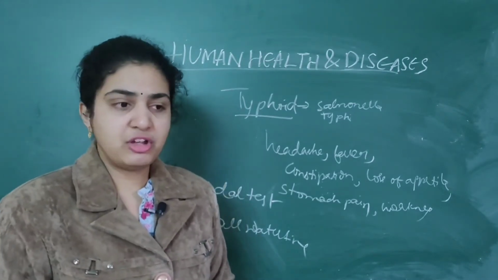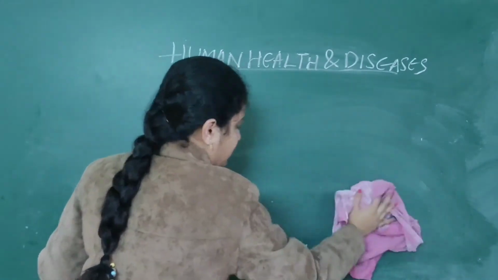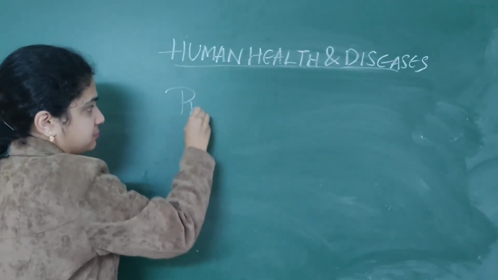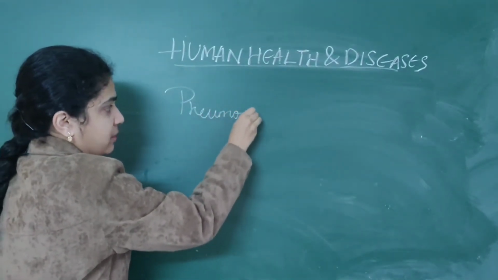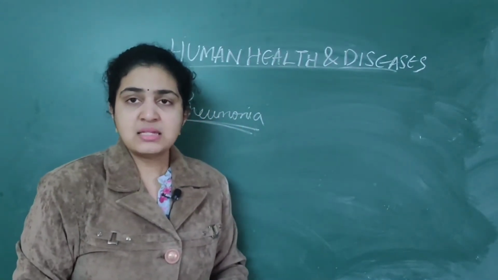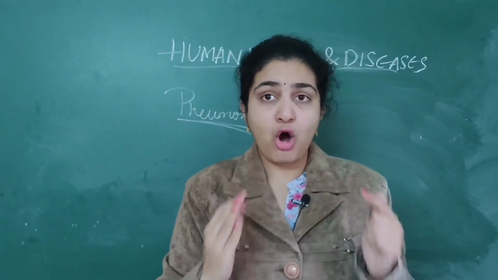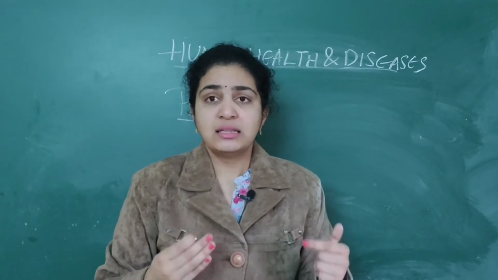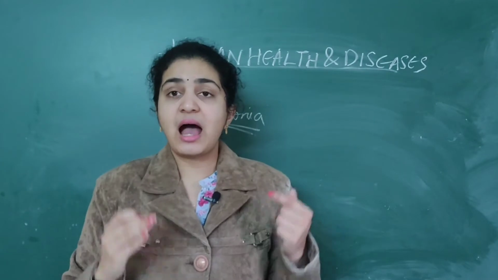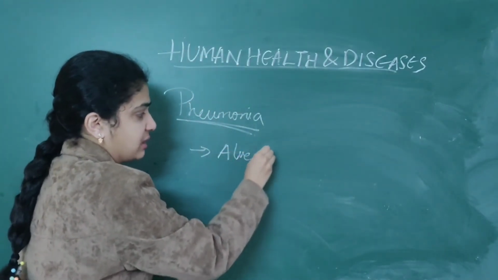Next, another bacterial disease we are going to see, which is common, is pneumonia. Pneumonia basically infects the alveoli of the lungs. It will not affect the respiratory passage, that is, it will not infect the nose or trachea. It will directly affect the alveoli of the lungs.